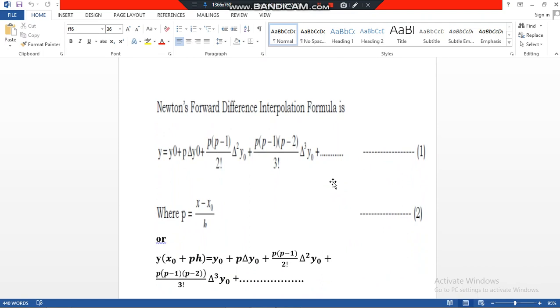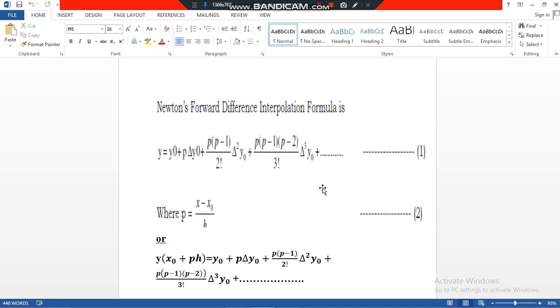In this series, y naught represents the first value of the function. Del y naught, del square y naught, del cube y naught, all these represent the forward difference operators, the first forward difference, second forward difference, and so on, of the first value of the function. Here the parameter p is defined by this fraction: x minus x naught by h. Here small x is the point at which we have to calculate the derivative, x naught is the first value of the argument, and h is the interval of differencing.